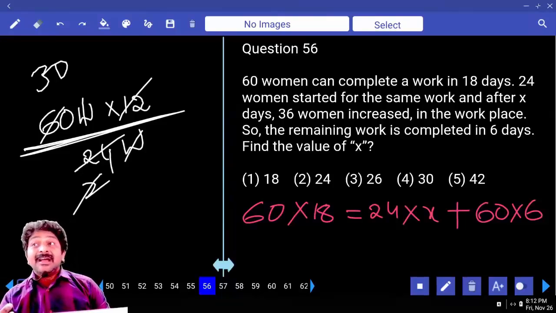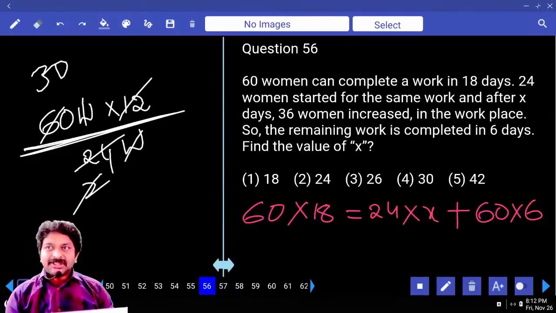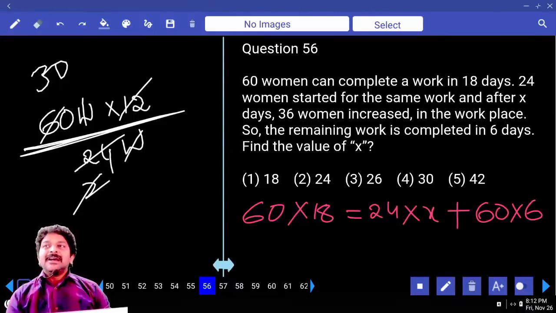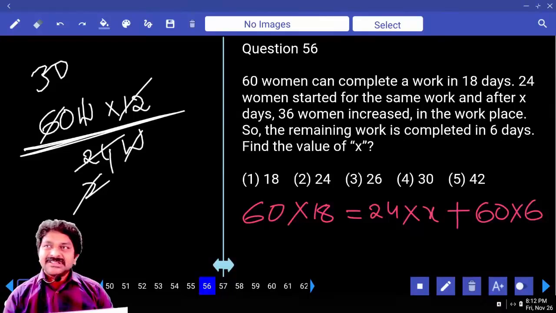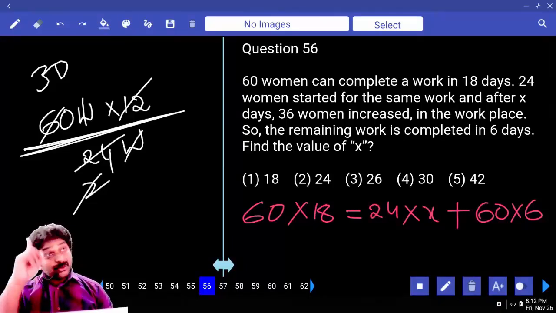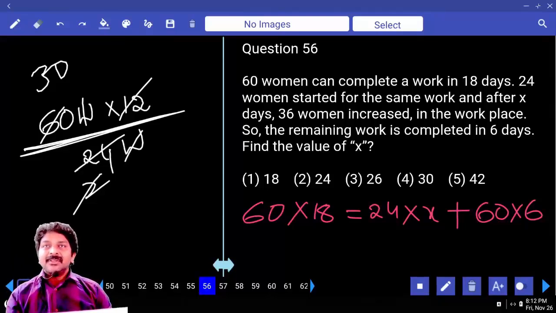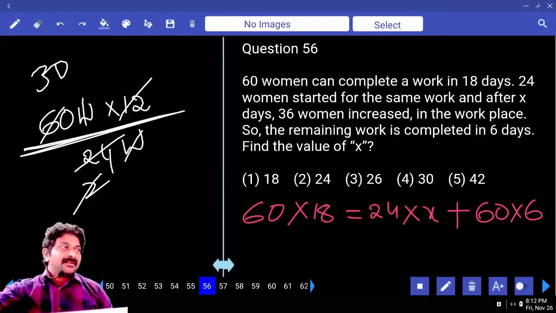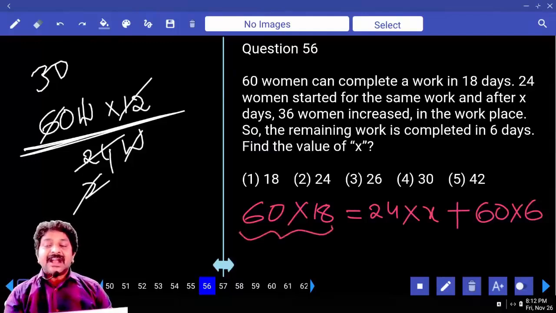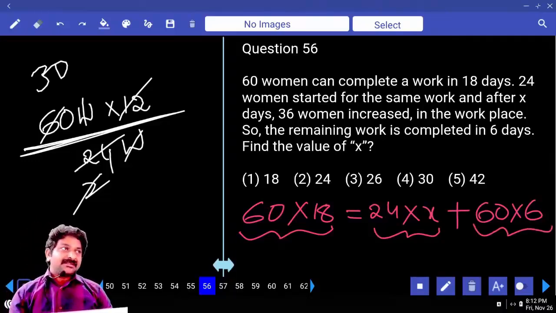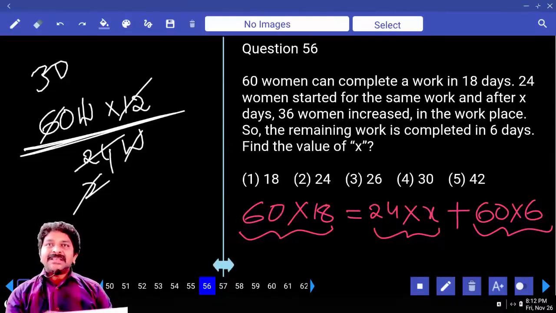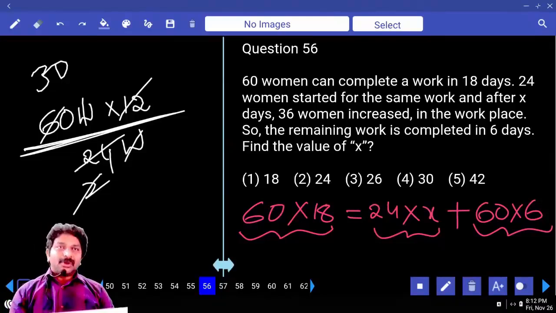Complete work and completed work, both are different. What do you mean by complete work? Total work. Completed work, work which is already done. So left hand side, this is regarding total work. This is completed work. And this one, remaining work. Completed work plus remaining work is equal to total work.